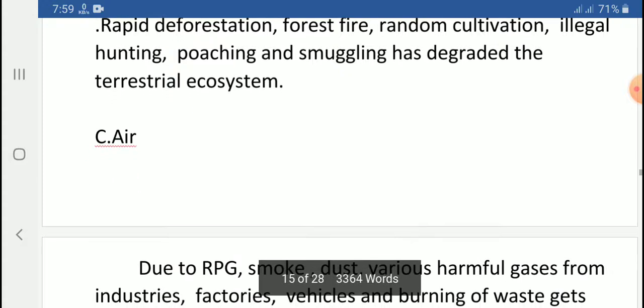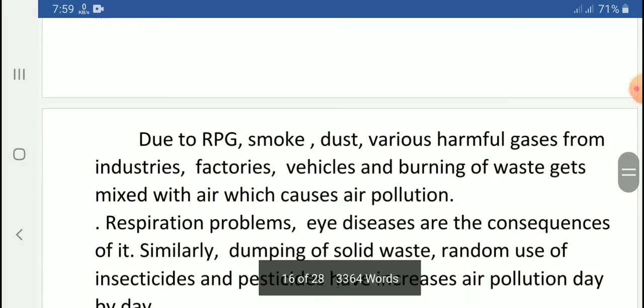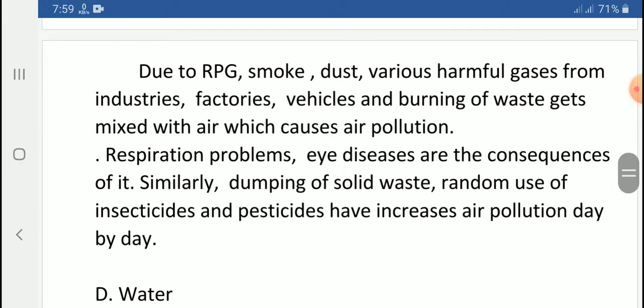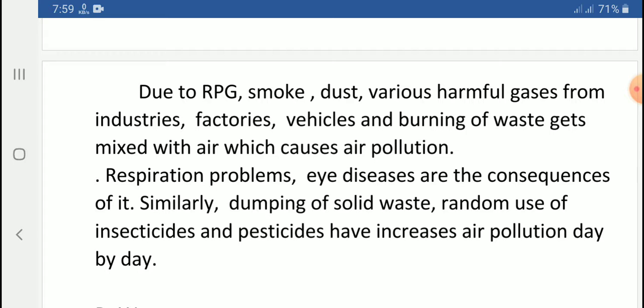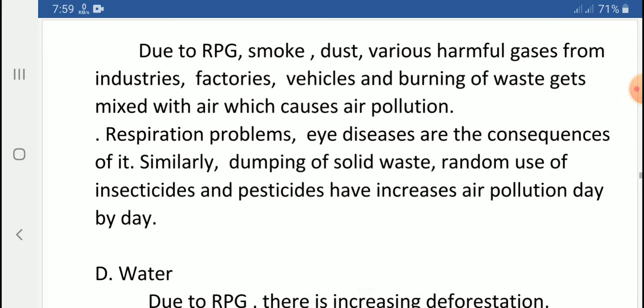Now comes air. How is air polluted? Yes, it's a very easy one. Air, water, and land pollution can be minimized in a single point also. So due to rapid population growth, air pollution has been increasing day by day, and industries, factories, vehicles, burning of waste are the source of different harmful gases which pollute the air, and different problems like respiratory problems, eye diseases are the consequences of it. And dumping of solid waste, random use of insecticides and pesticides have increased air pollution day by day.